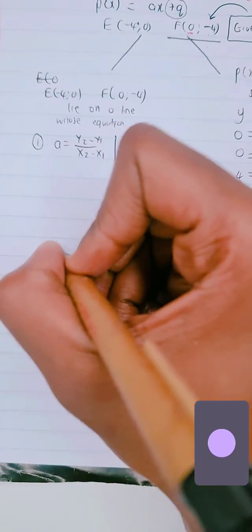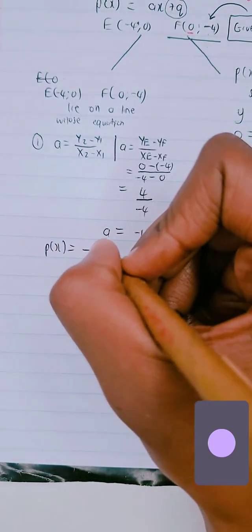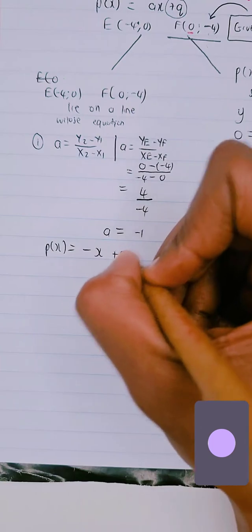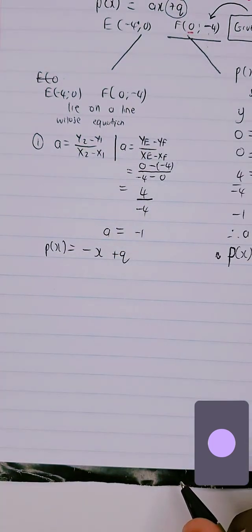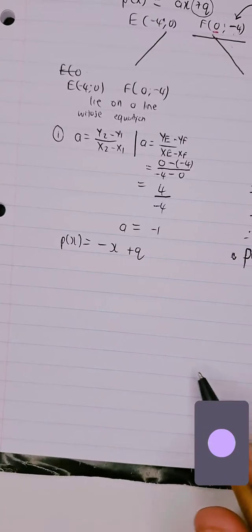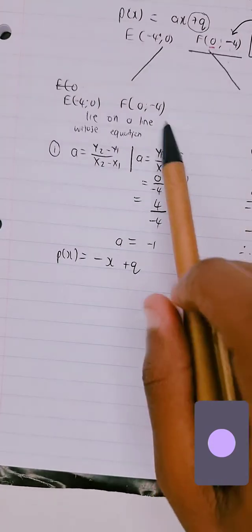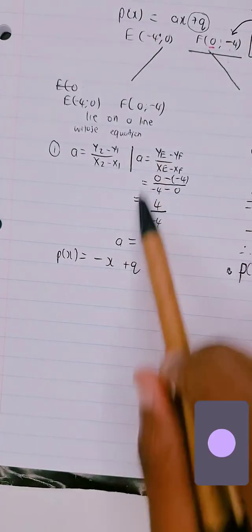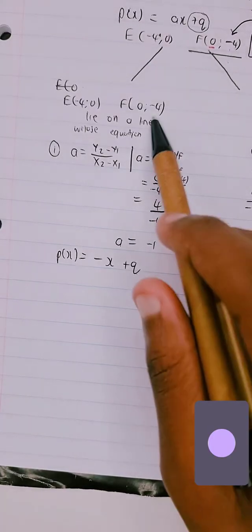So you have A. Now you go there. You just say P of X is equal to negative what? X. Then you need the Q. If you have the knowledge of the y-intercept, then you just substitute that Q in the place of it. Negative 4. Yeah, you can just write the negative 4.